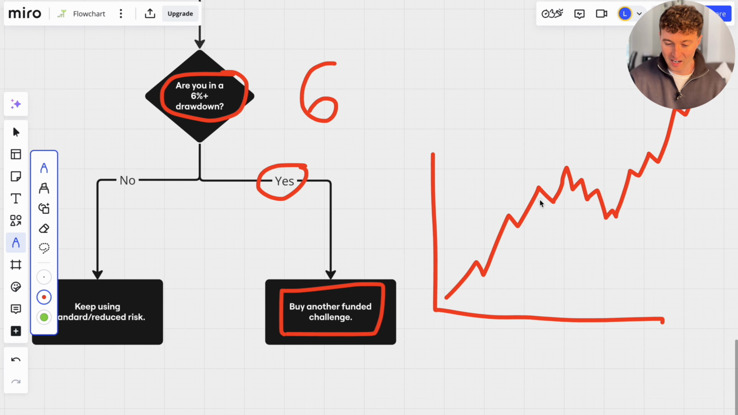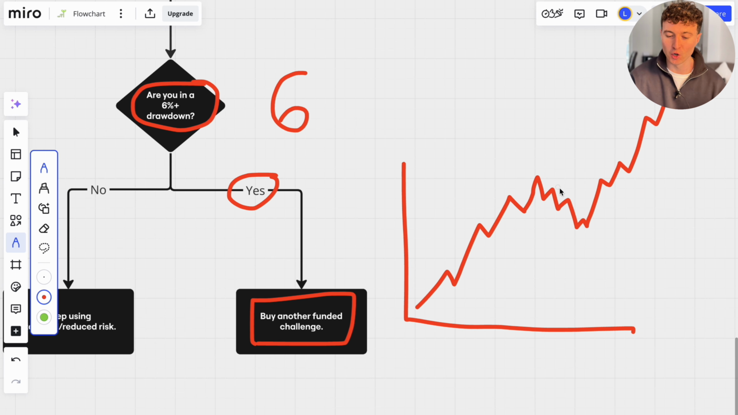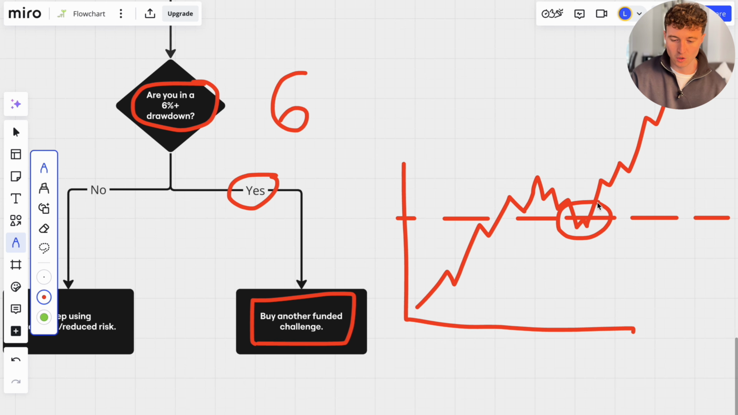Okay, so let's say that this is your equity curve right here. And let's say that this level right here is a 6% drawdown. So that's this area right here. Well, based on historic data, when we've seen a drawdown of say 5 or 6%, pretty much every single time we've seen price come out of this drawdown.